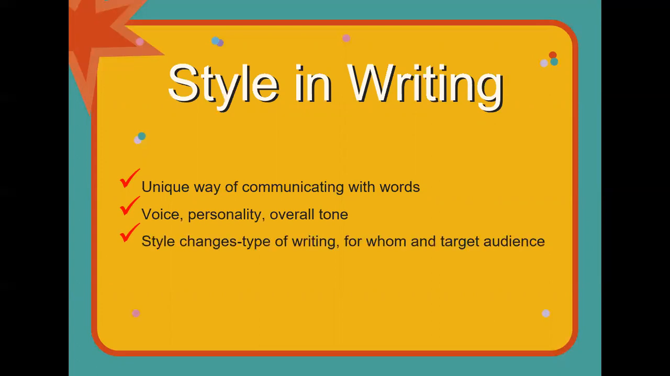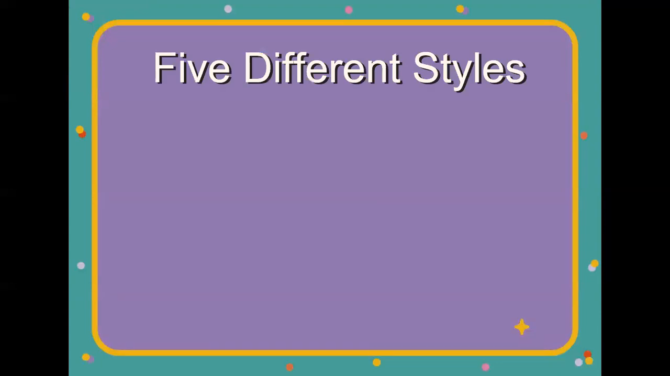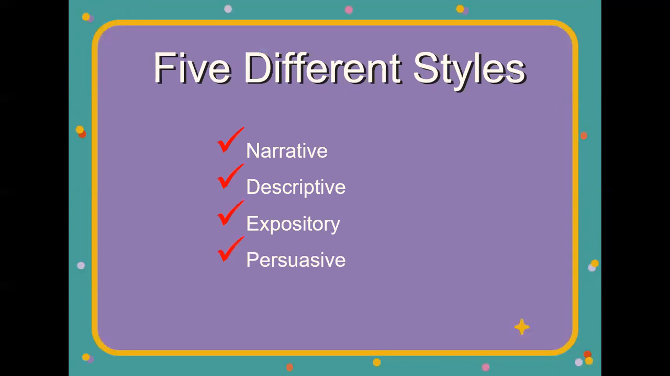So the style could change depending upon the type of writing, for whom it is written, and of course the target audience as well. So having understood the style in writing, let us now move on to the five different styles. So in today's video, I'll be talking about these five different styles. The first is narrative, the second is descriptive, the third is expository, the fourth is persuasive, and the fifth is reflective. So let us understand each of them in greater detail.